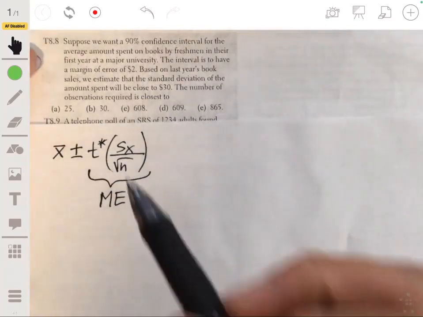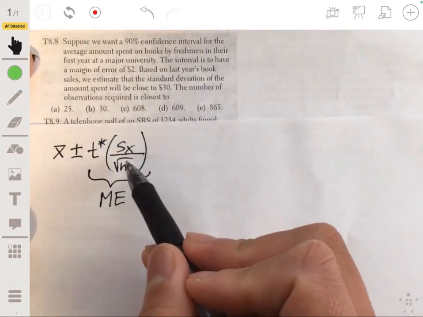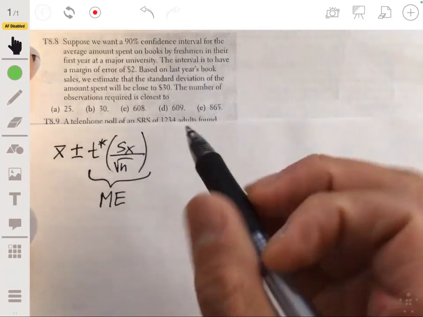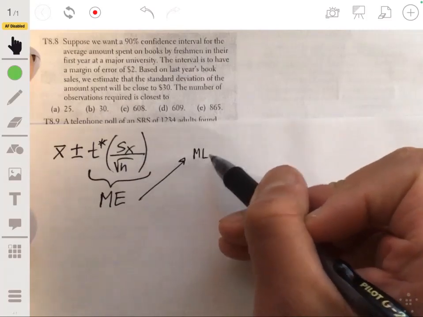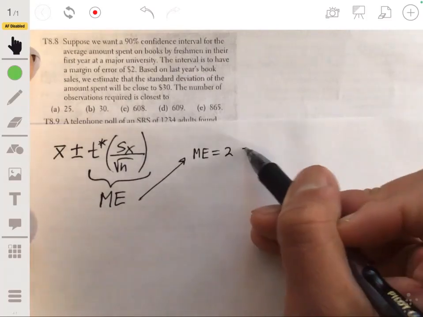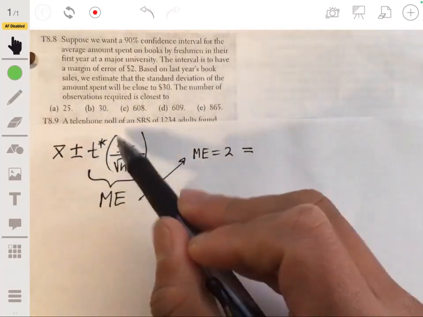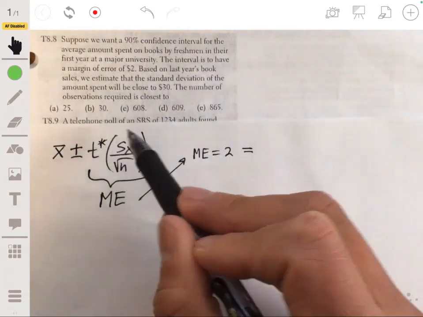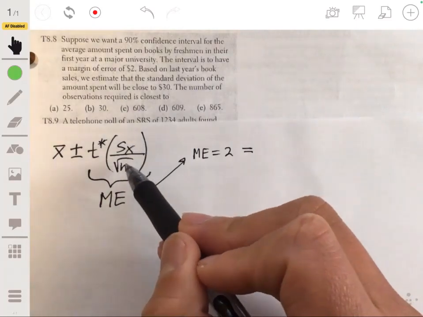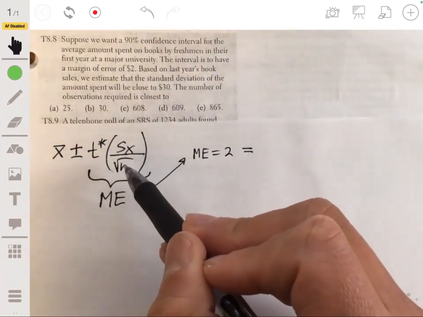We have to figure out what the value of n will be if we're going to make this whole quantity, the margin of error, equal to 2. We would set all of this equal to 2, and figure out what t star, the sample standard deviation, and ultimately what n would be.